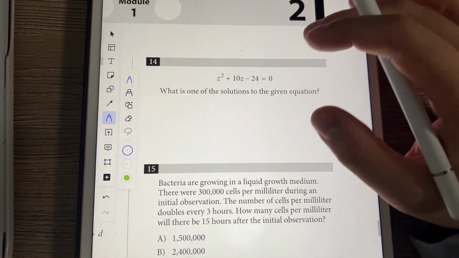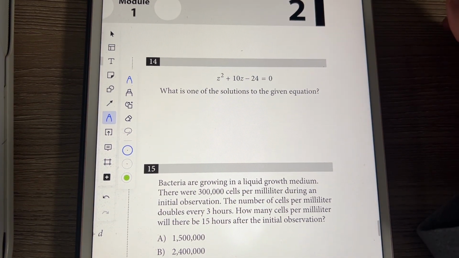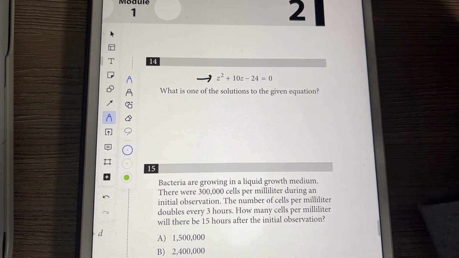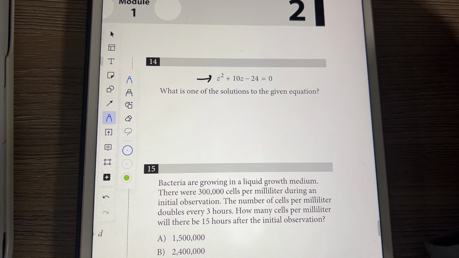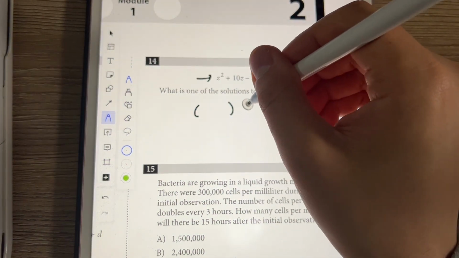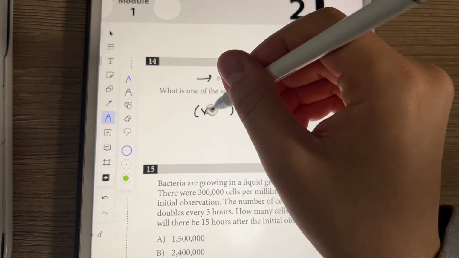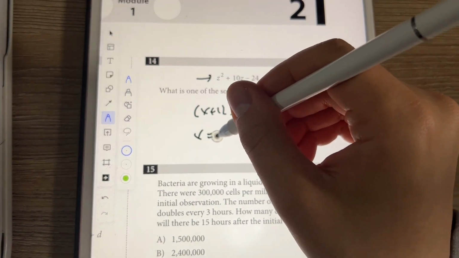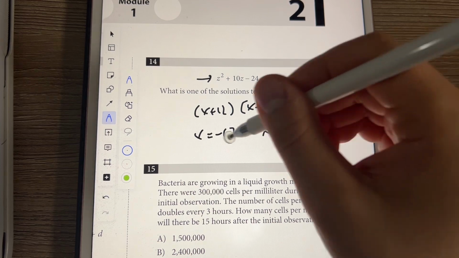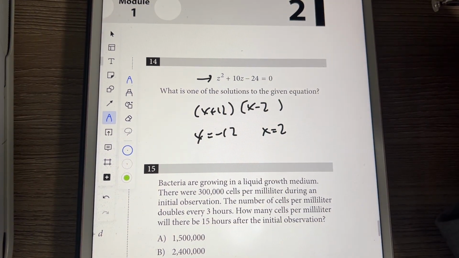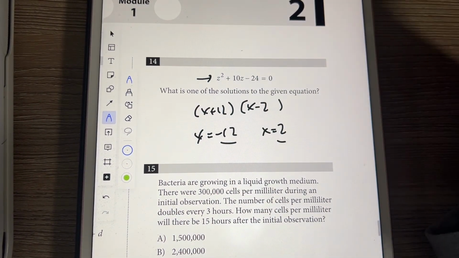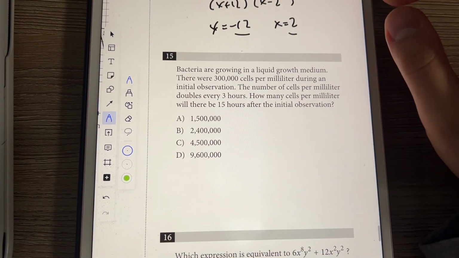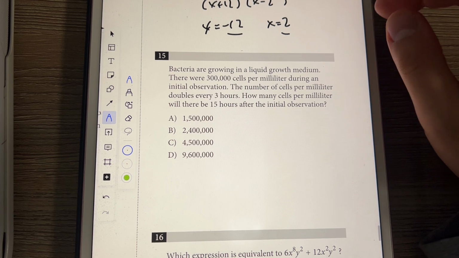14 is easy. You could go to Desmos on this one and you would solve it right away. All you would have to do is put this into Desmos and see where it crosses the x-axis. You could also just factor it. What multiplies to negative 24 and adds to positive 10? x plus 12, x minus 2. We have two solutions, x equals negative 12 and x equals 2. On the digital SAT, you can type in a negative number, so it's up to you which one you choose, but don't choose both.